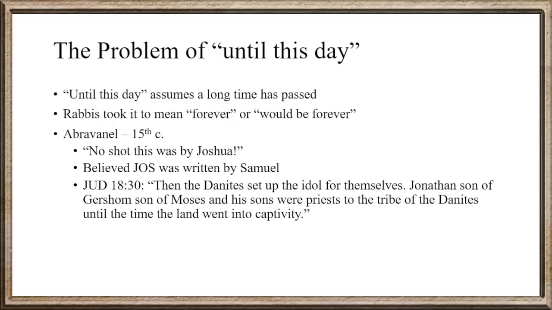"Then the Danites set up the idol for themselves. Jonathan, son of Gershom, son of Moses, and his sons were priests to the tribe of the Danites until the time the land went into captivity." So that reference right there, until the time that the land went into captivity, the earliest time that could possibly be written was during the Assyrian invasion. So that's in like the 8th century. So we can move on to slide 4.